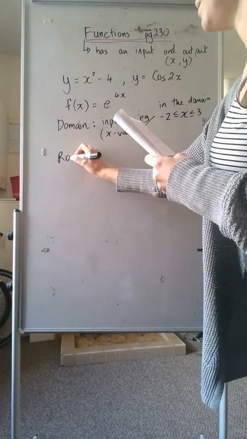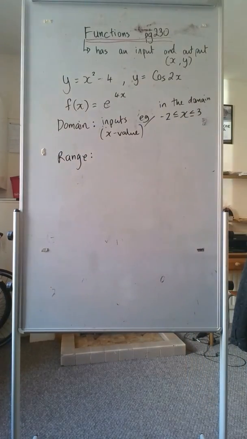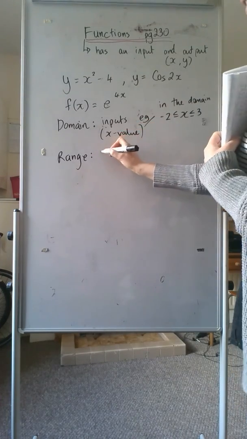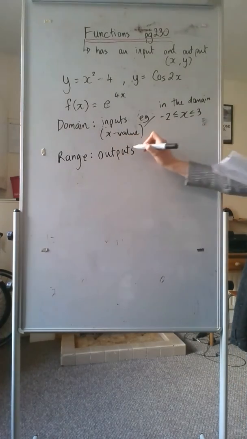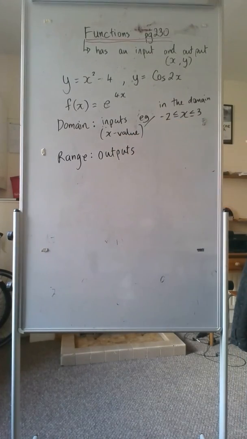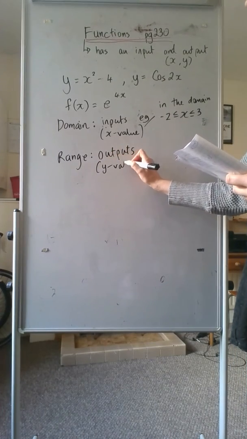Then there's another word. Now this word can mean two things, I suppose. Within stats, it means the biggest minus the smallest. But for this, our range are our outputs, our actual outputs. So when we go about subbing in our inputs, the outputs we get. So usually this is your y value.